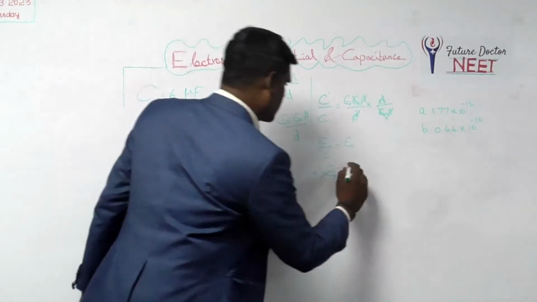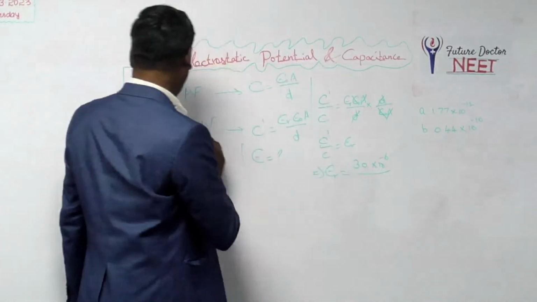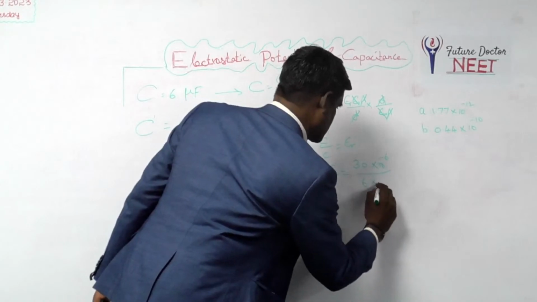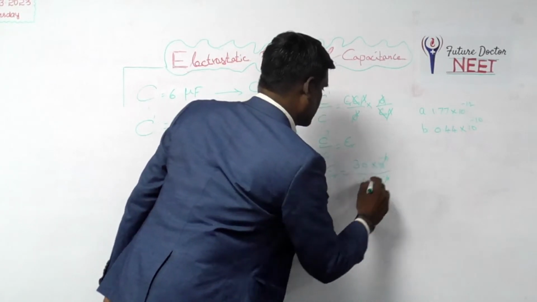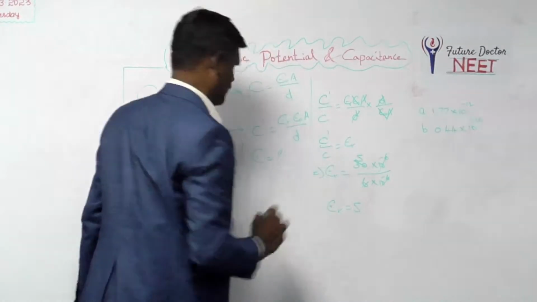C dash is 30 microfarad. 30 into 10 power minus 6 by 6 into 10 power minus 6. 10 power minus 6 gets cancelled, 6 fives are 30. So epsilon r equal to 5.